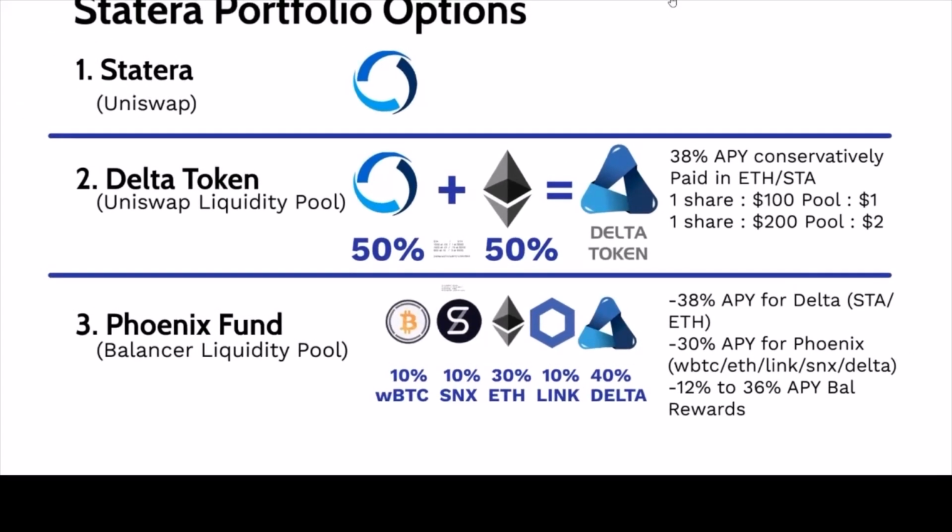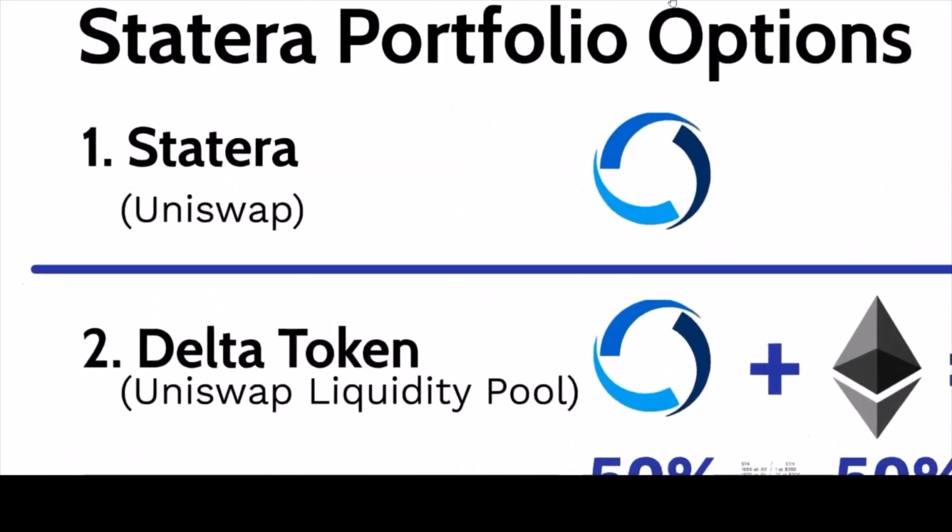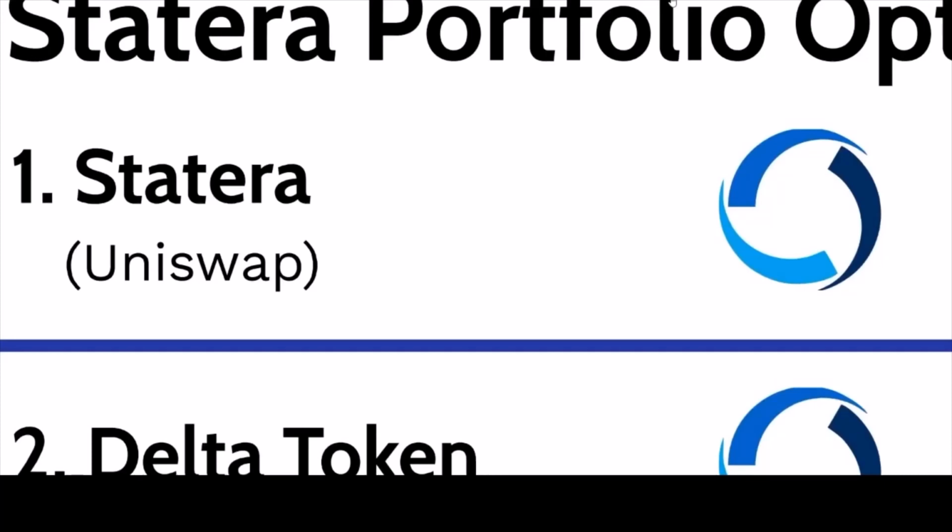Looking at the different options, number one is the Statera token, and this benefits from the price action of the entire ecosystem. So if any of the products go up in price, then the Statera token will go up in price. It's also deflationary, so it's where the deflation happens. Anytime it is transferred in any way, deflation happens.